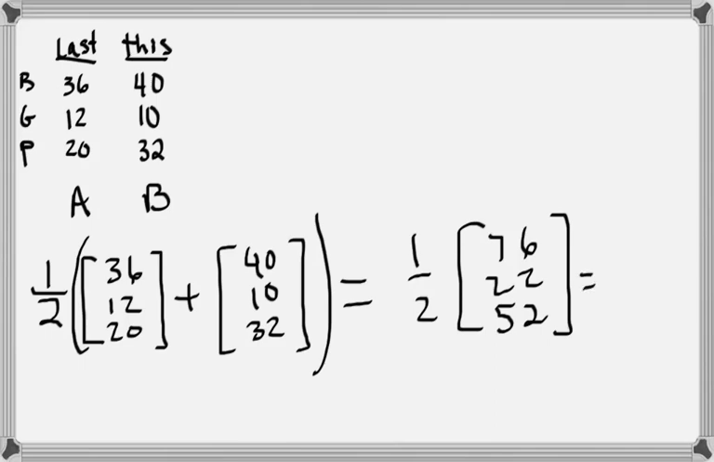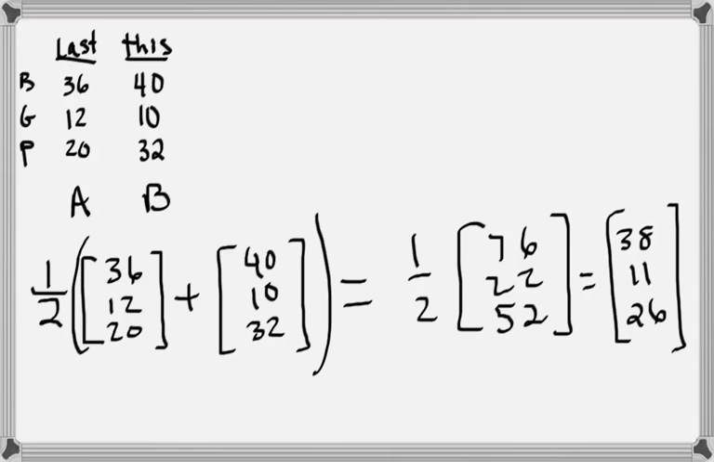So when I multiply 76, half of 76 is 38. Half of 22 is 11. And half of 52 is 26. So we would have 38 begonias on average, 11 geraniums, 26 petunias on average over the 2 years.